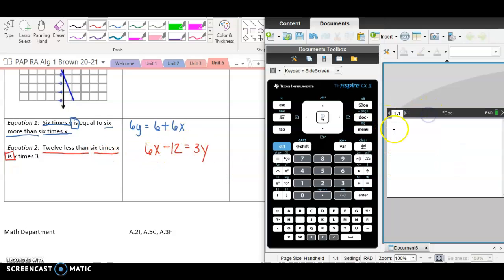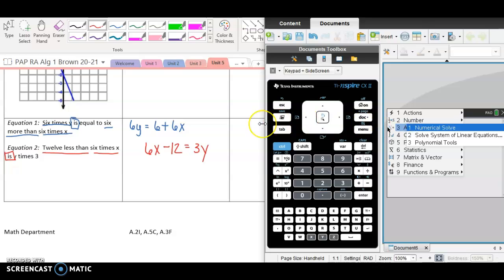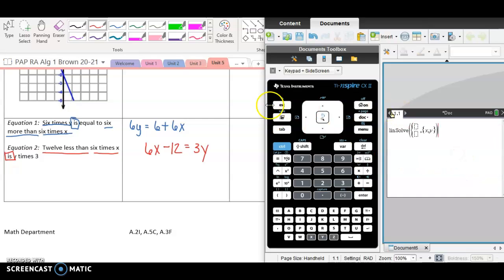Let's use our calculator in LinSolve to do this one. Menu, you get to choose. You can do it however you want. LinSolve seems to be the easiest one at this point. Solve systems. We have two equations. They both have x and y in them. Let's hit OK. We're going to type the first one in the top: 6y equals 6 plus 6x.